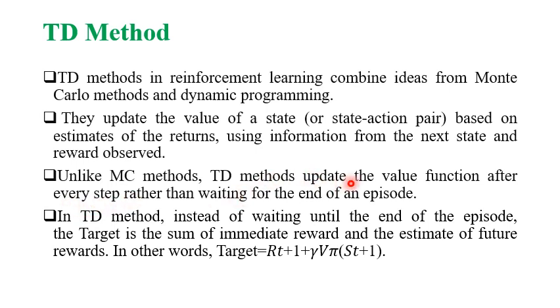As I discussed, in Monte Carlo, we compute the return after the end of the episode. But in temporal difference, we update the value function after every step rather than waiting for the end of the episode. In TD method, the target is computed using the following formula: the sum of the immediate reward and the estimate of the future reward.